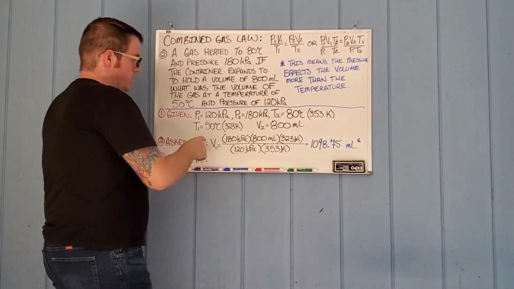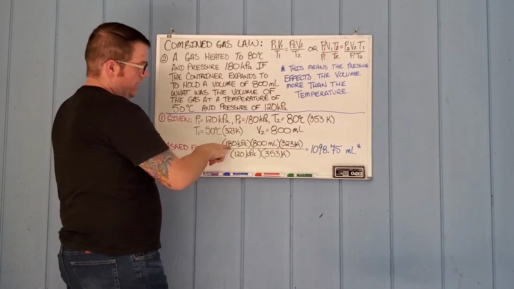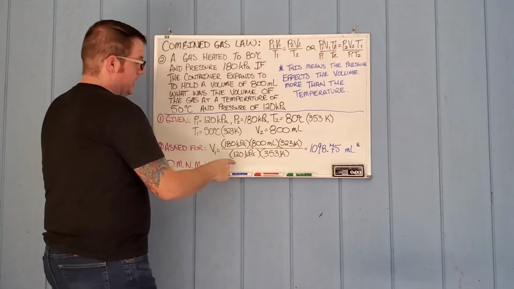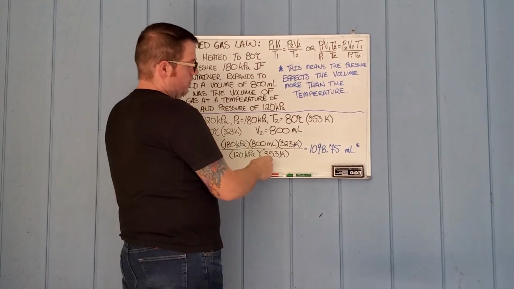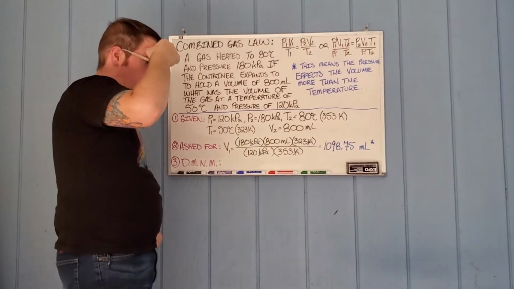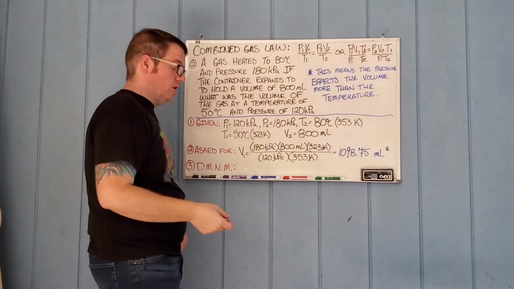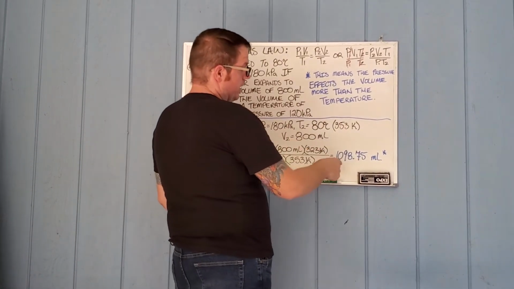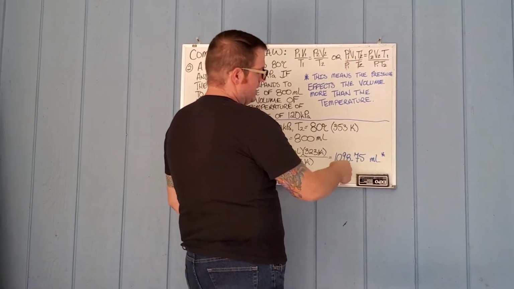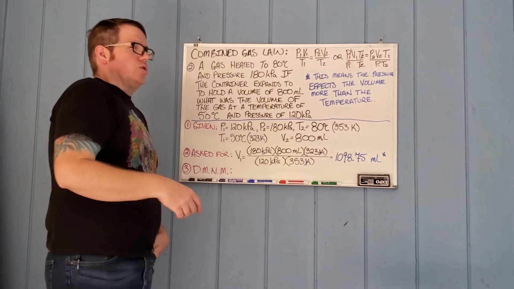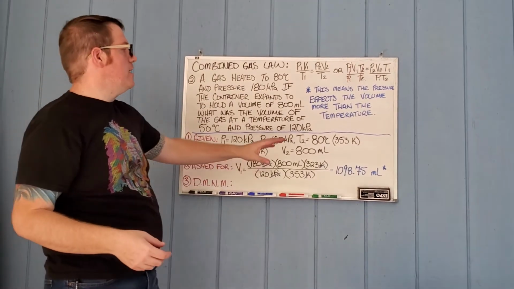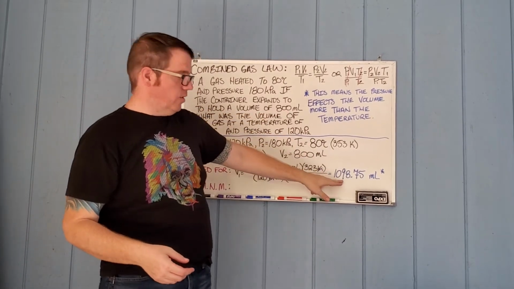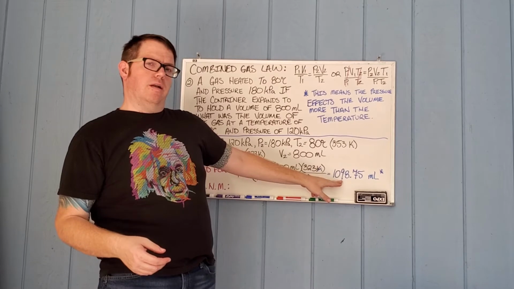And so that gives me V1 is equal to, and I crunch my numbers here, 180 kPa times 800 milliliters times 323 Kelvin, divided by 120 times 353. We end up with 46,512 divided by 42,360. And when we divide those two numbers together, we get 1,098.75 milliliters. So this is where the verbiage is a little tricky. It says that the volume expands to 800 milliliters, but my answer is larger than 800 milliliters.